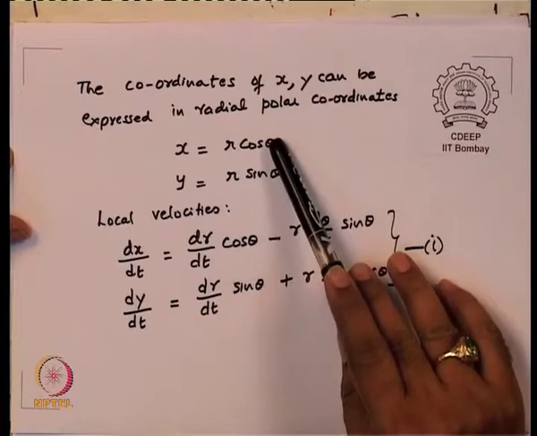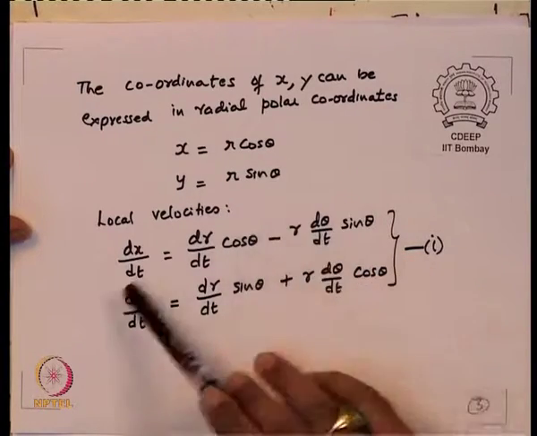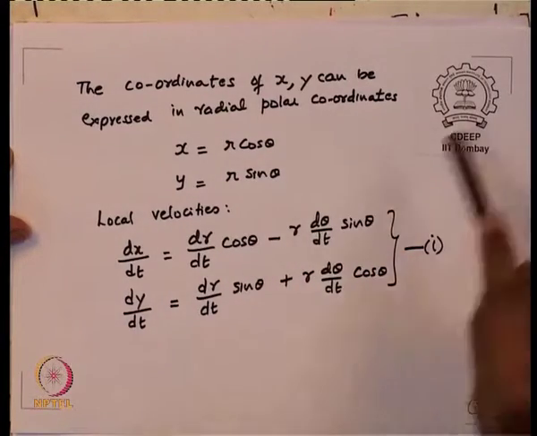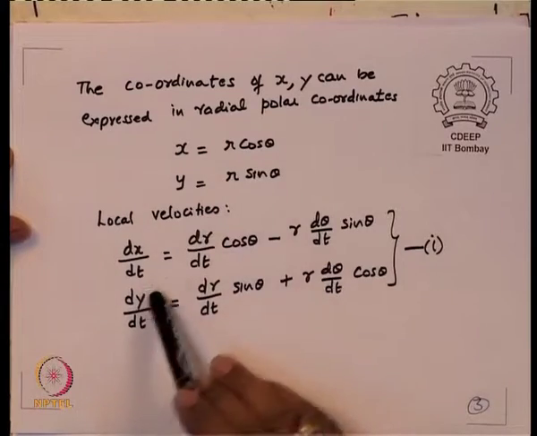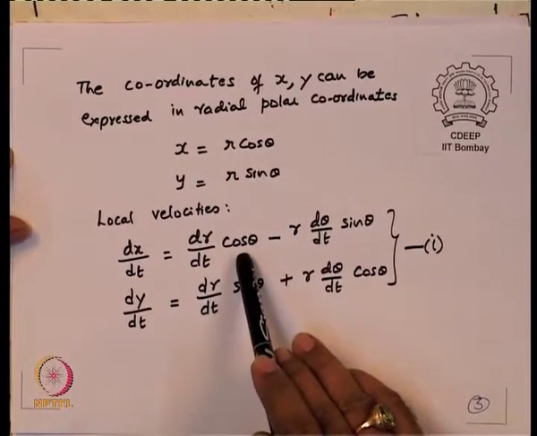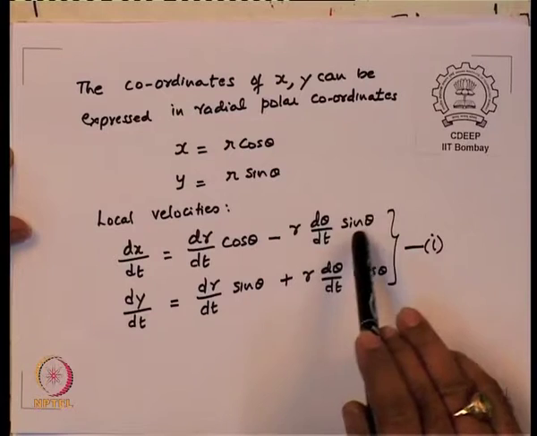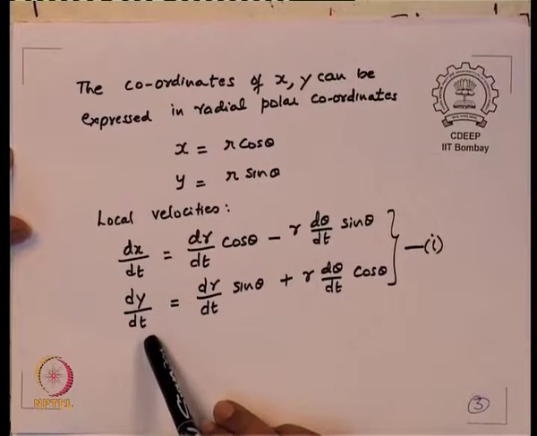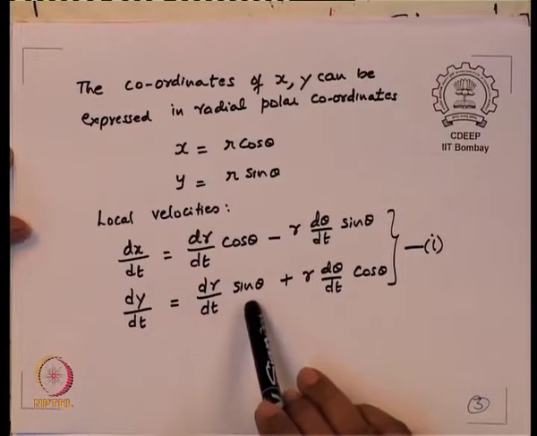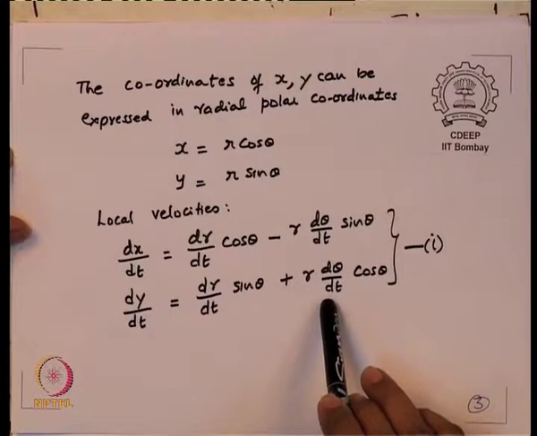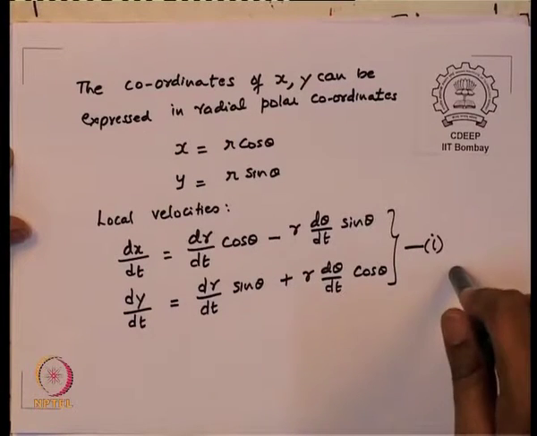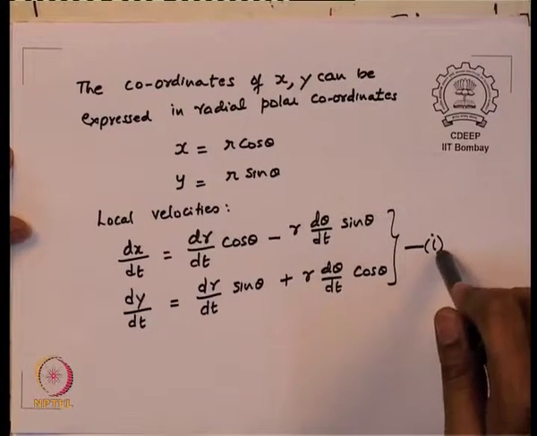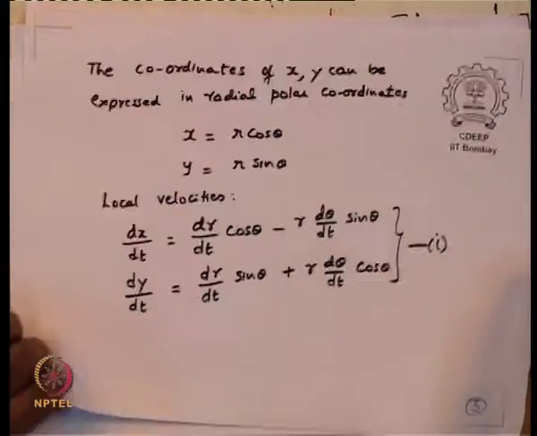So we have x is equal to r cos theta and y is equal to r sin theta. The velocities can be obtained by differentiating this. dx by dt is equal to dr by dt cos theta minus r d theta by dt sin theta. Similarly, dy by dt is equal to dr by dt sin theta plus r d theta by dt cos theta. Let this be labeled as 1. So these are the velocities.